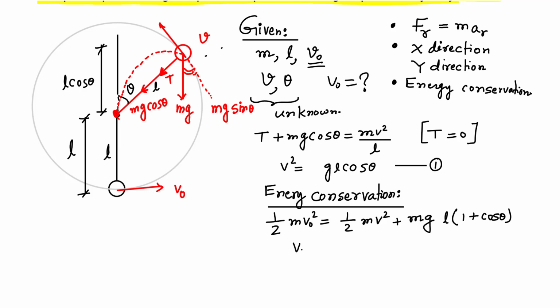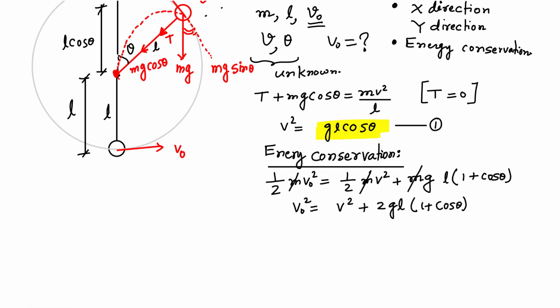So from here you can write v naught square is equal to, mass basically gets cancelled, and 2 you can take that side, so you will have v square plus 2gL(1 plus cos theta). You can also plug in the value of v square. v square is basically gL cos theta from equation 1. So v naught square is gL cos theta plus 2gL plus 2gL cos theta.